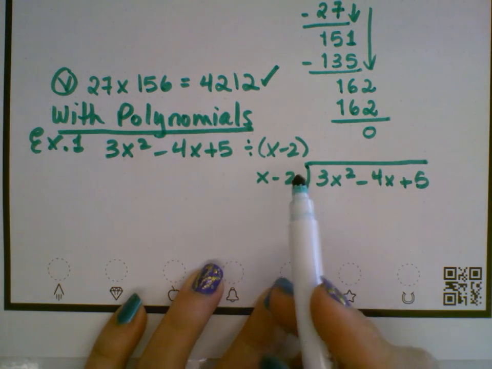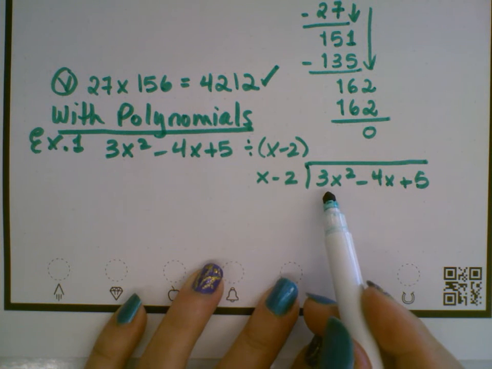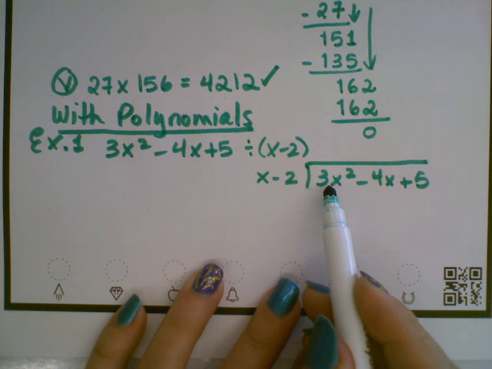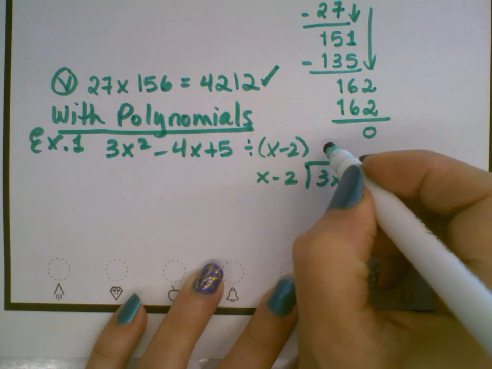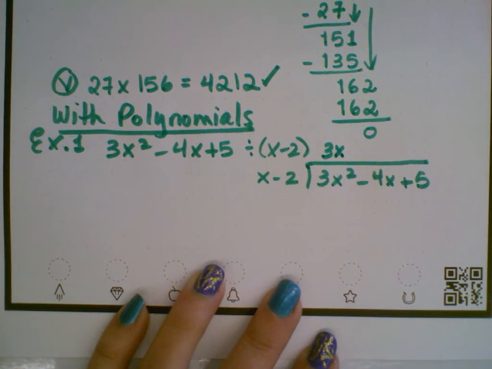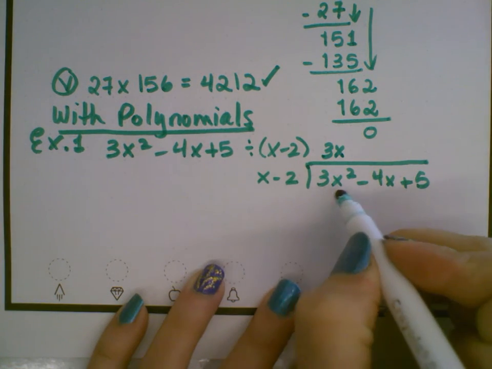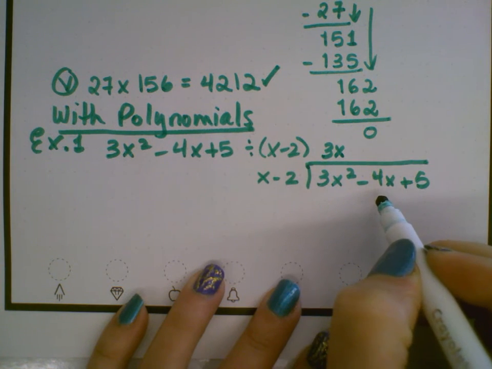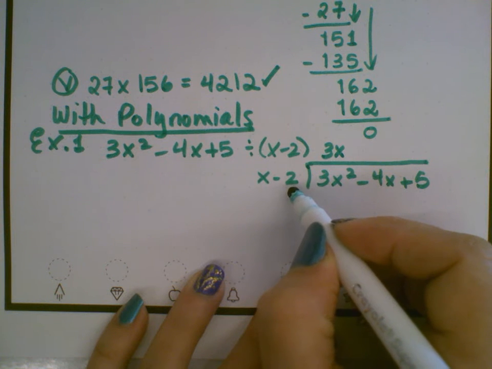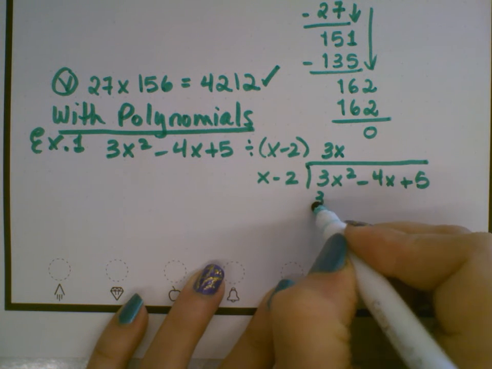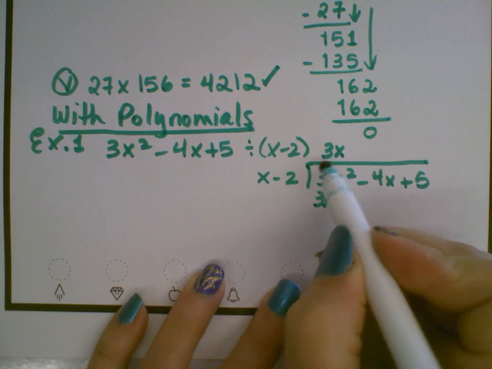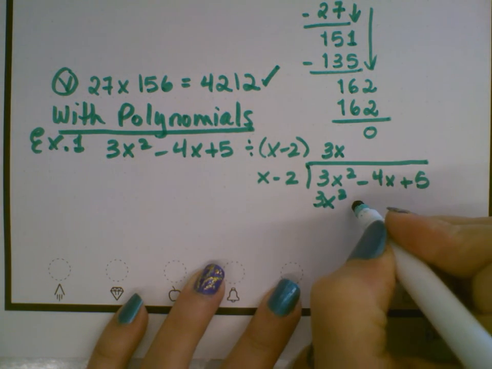And then we're going to look at just the first term to start with. So x times something that makes 3x squared. Then 3x is my first term there. And then in order to figure out what I'm subtracting, I've got to multiply 3x into both of these parts of this binomial. So 3x times x is that 3x squared, so that will actually subtract away. 3x times negative 2 is negative 6x.